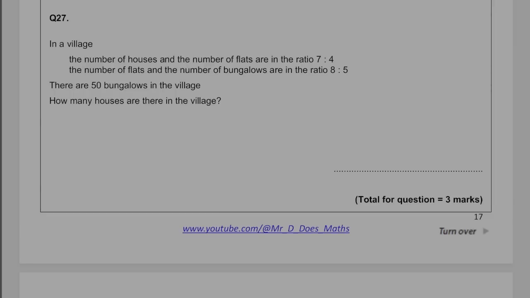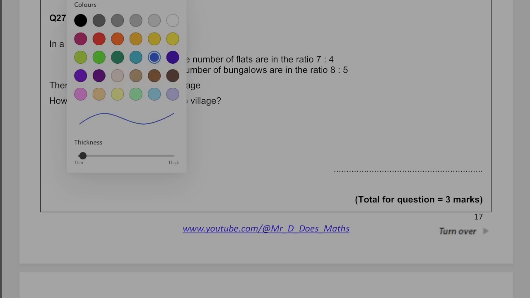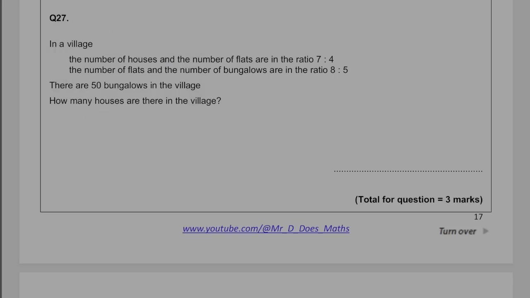Question 27. In a village, the number of houses and the number of flats are in the ratio of 7 to 4. The number of flats to the number of bungalows are in the ratio of 8 to 5. There are 50 bungalows in the village. How many houses are there in the village? Okay, so to do this question, I'm going to keep with ratios, I think.